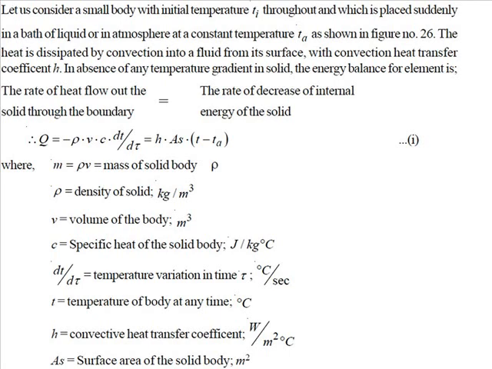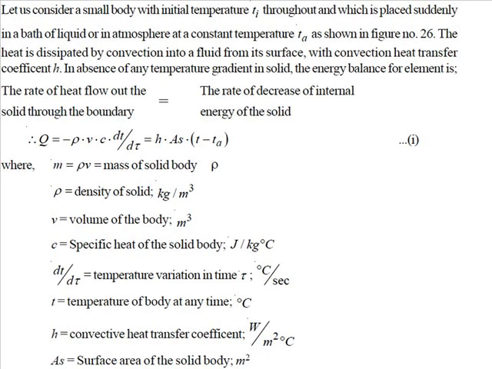Rho is the density of the solid in kg per meter cube. V is the volume of the body in meter cube. C is the specific heat of the solid body in joule per kilogram degree Celsius. dT by d tau is the temperature variation in time, unit degree Celsius per second. T is the temperature of the body at any time, in degree Celsius. h is the convection heat transfer coefficient, unit watt per meter square degree Celsius. And As is the surface area of the solid body in meter square.